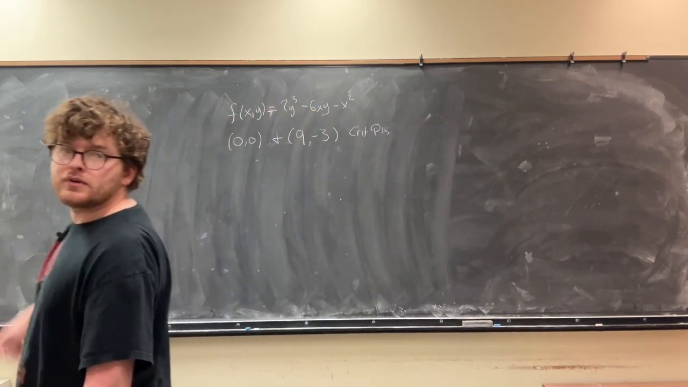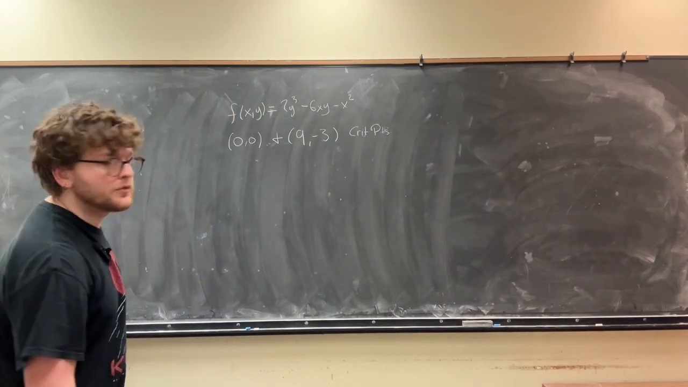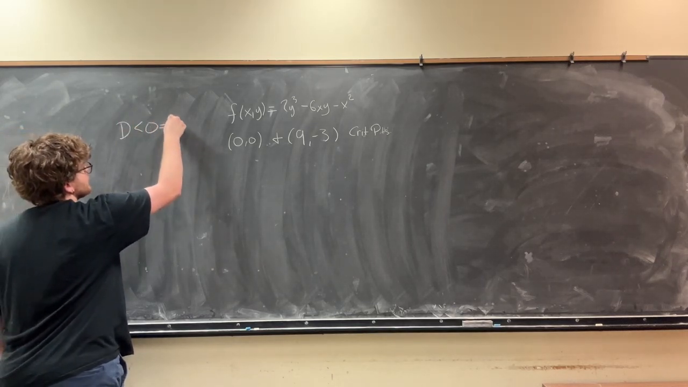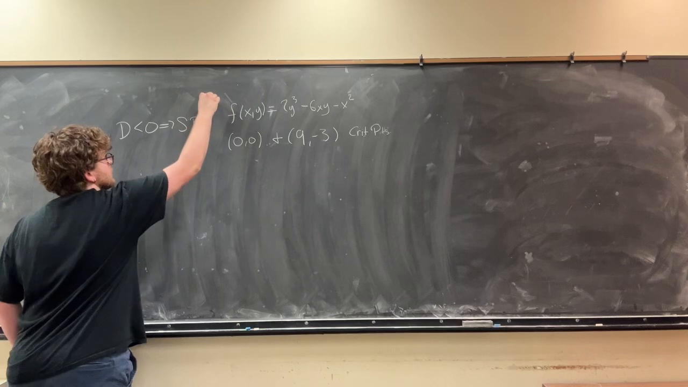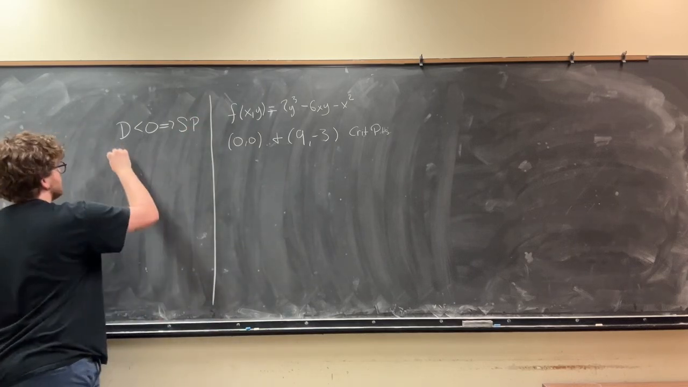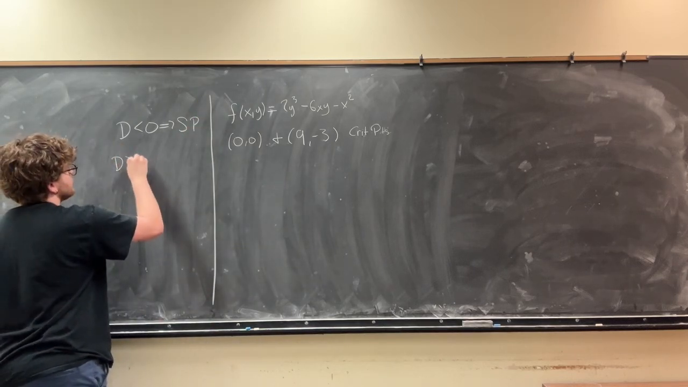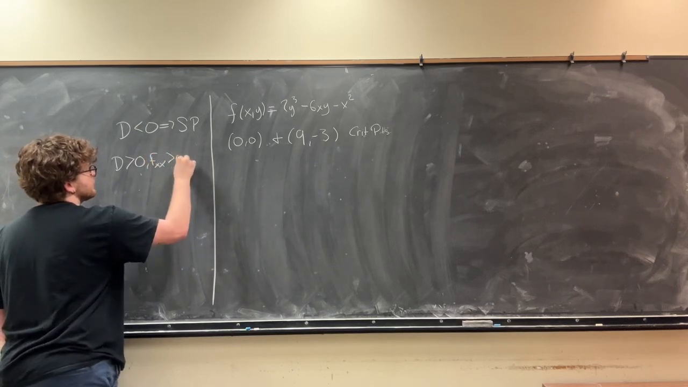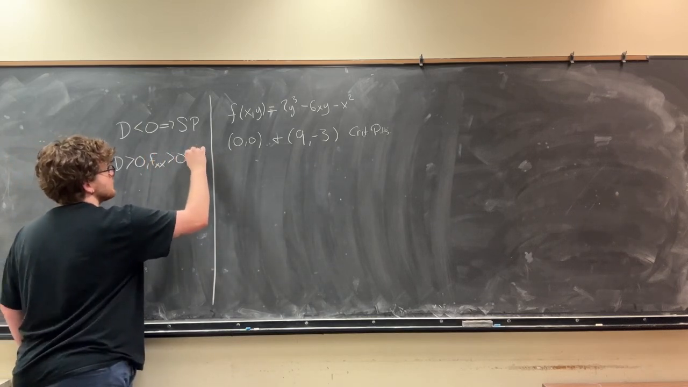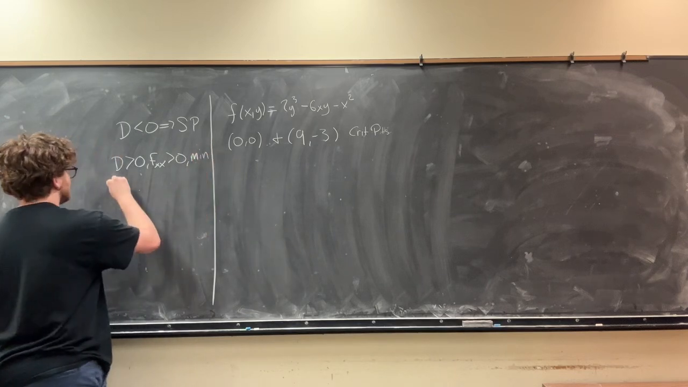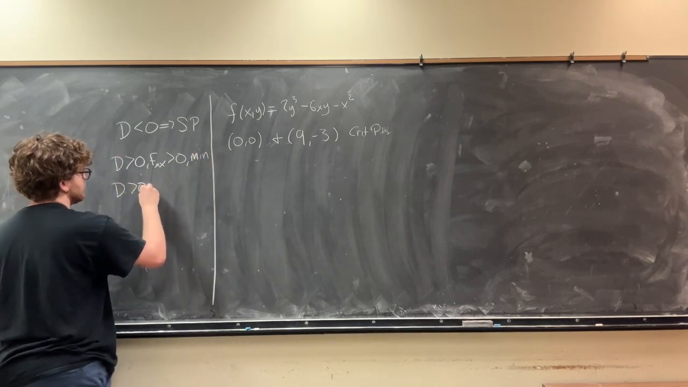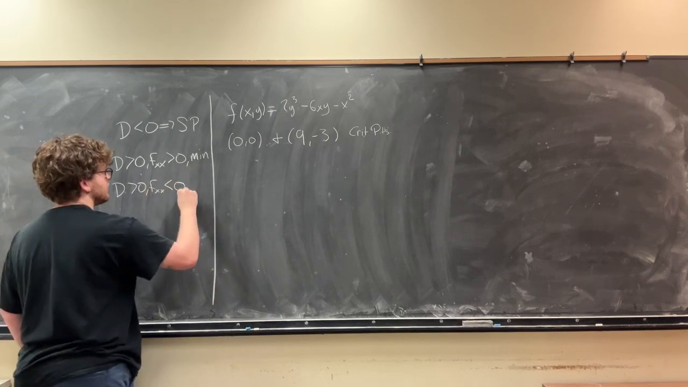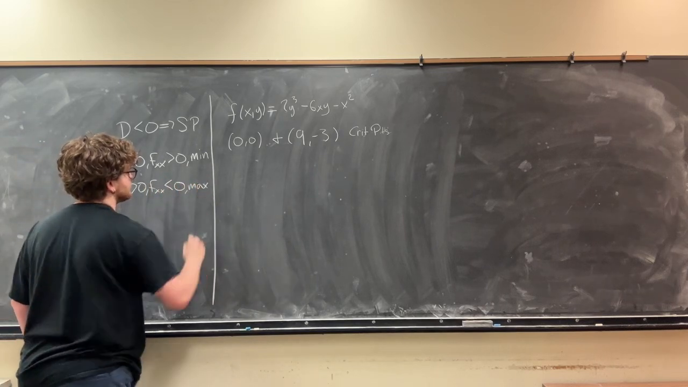So over here, I'll write out my criterion for it. We have if the D operator is less than 0, that's a saddle point. If the D operator is greater than 0, and the second partial with respect to x is greater than 0, that's a minimum. And if the D operator is greater than 0, but the second partial with respect to x is less than 0, that is a max.